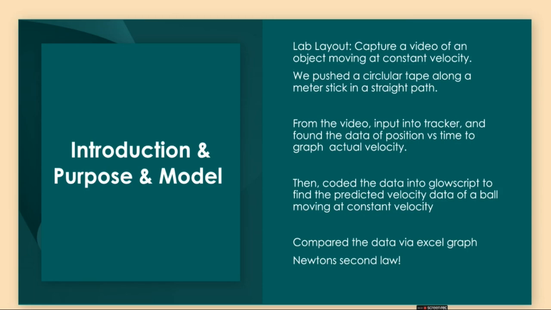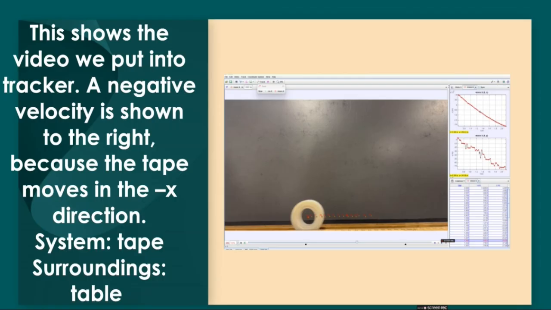to graph the actual velocity from Tracker, and we did this by tracking the point mass. Then we put the data from Tracker into GlowScript to find the predicted velocity and data of the ball moving at a constant velocity, and then we compared the predicted data versus the actual data. So predicted data was the GlowScript, actual data was the Tracker, and I compared it via Excel, and this demonstrates Newton's second law, which I'll get into more in a second.